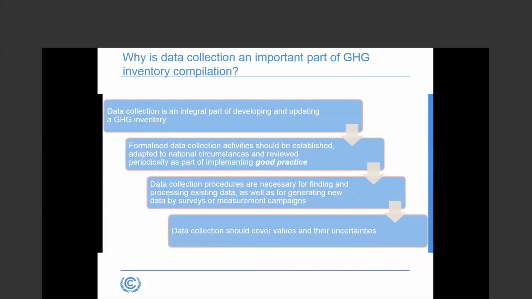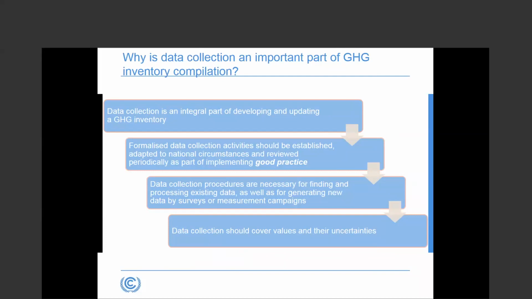Now, why is data collection an important part of the GHG inventory compilation? Well, first of all, data collection is an integral part of developing and updating of GHG inventory, which underpin many mitigation processes, actions, and reports, and enable forecasting actions in the future, as well as inform policy and decision-making for different components of MRE.